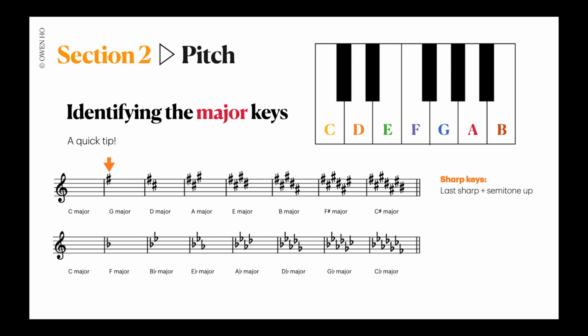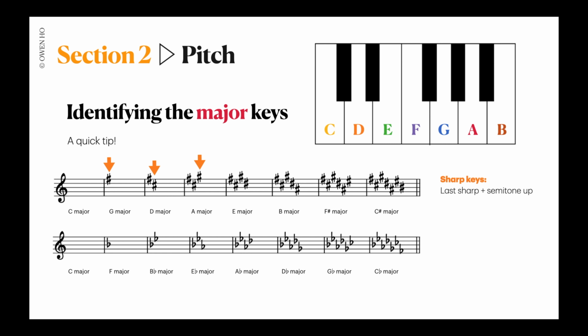Now the next example is the D major here. If you notice, the last sharp is a C sharp, and if you go up a semitone, that means a D, and that's your D major. Next, we have the A major, and the last sharp is a G sharp, and if you go up a semitone from the G sharp, you get your A major.